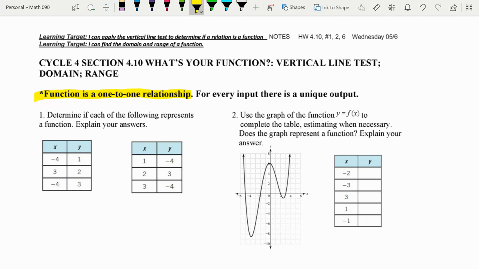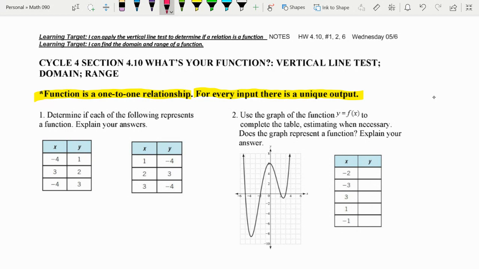For lack of a better way of saying it, think about a function as a relationship like boyfriend girlfriend, boyfriend boyfriend, girlfriend girlfriend, whatever. It's just one person and another person. So a one-to-one relationship is just one number and another number. And then they're saying for every input there has to be a unique output.